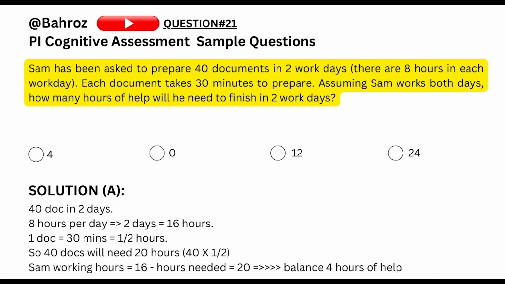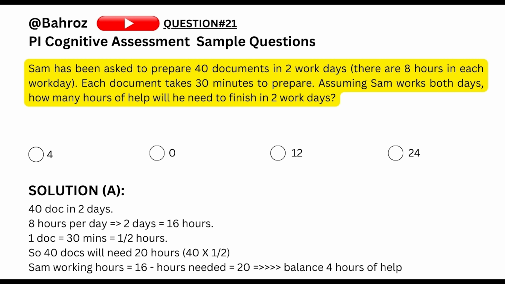Question 21. Sam has been asked to prepare 40 documents. Again, we write it in formulas. 40 documents in 2 days. There are 8 hours in each work day, 8 hours per day, which means that in 2 days there will be 16 hours. So we have 16 hours available. Each document takes 30 minutes to prepare. So one document equals 30 minutes, which is half an hour. So we write it in formula again.